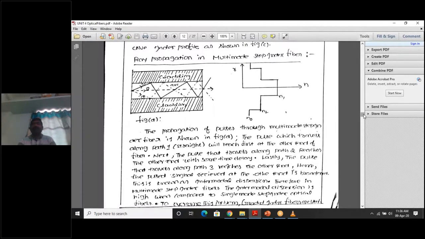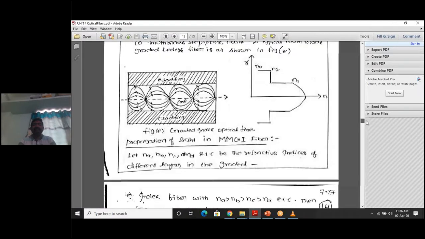But compare this diagram with this diagram. Here you see the refractive index of the cladding is uniform, N2. But if you see the refractive index of the core, here it is non-uniform.